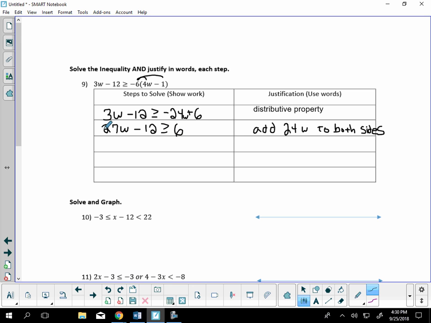Well, now my variables are on one side. I need to get my numbers to the other side. So I'm going to add 12 to both sides. And when I do that, I get 27w is greater than or equal to 18. Well, that w is still not by itself, so now I need to divide by 27. And when I do that, I'm going to get w is greater than or equal to 18 over 27. And I'm going to reduce.